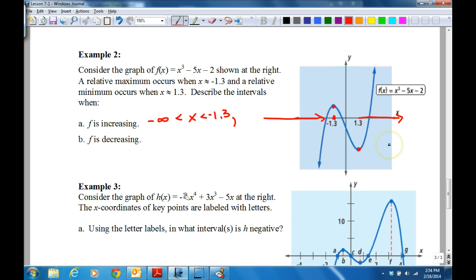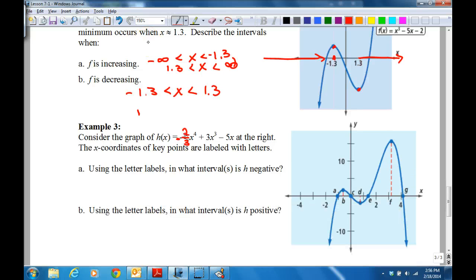Okay, so x less than negative 1.3, and then x greater than 1.3 to infinity, right? Yep, to positive infinity. And then it's decreasing from negative 1.3 to 1.3. Good. That makes sense? Shouldn't it be the other way?